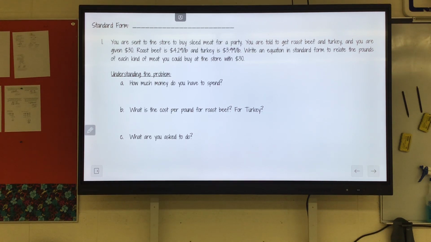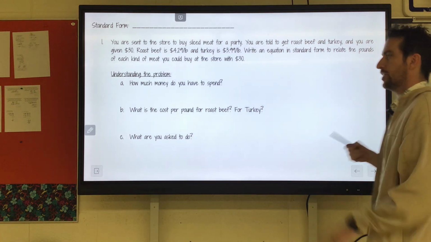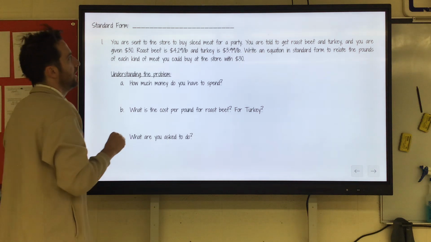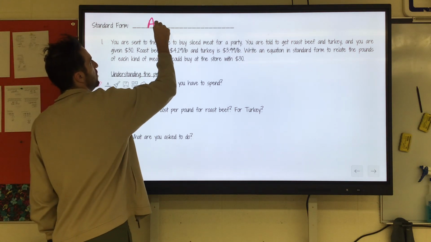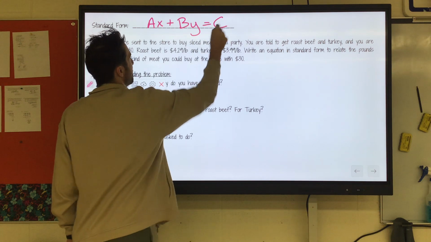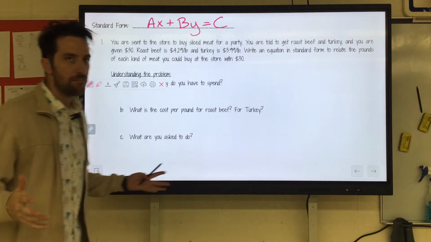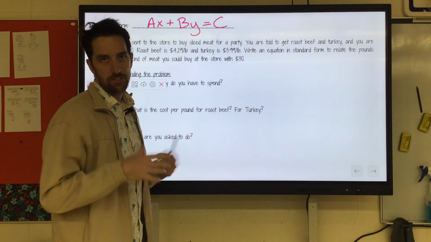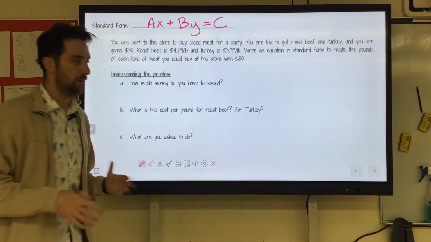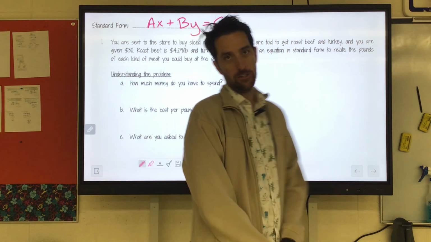Look at us, standard form, day 2. If you recall, standard form is Ax + By = C. It's where we have the x and the y on the same side of the equal sign. And we usually graph these by finding the x and y intercepts. Today we're going to turn some story problems into standard form equations.